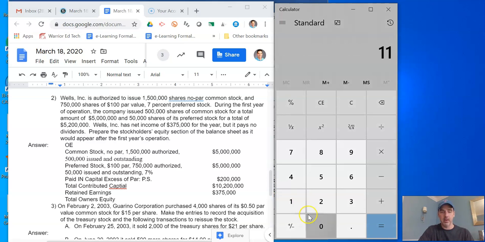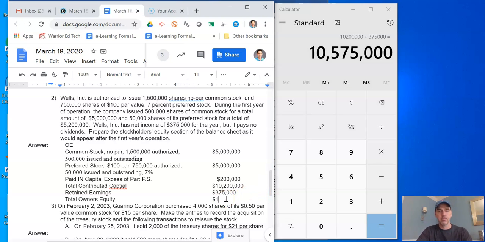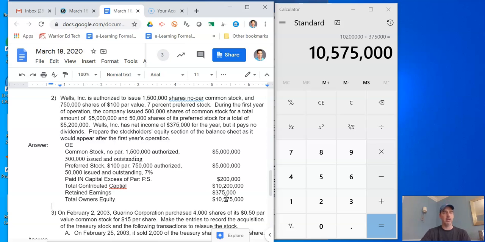So if I take my 10,200,000, and then I add in my retained earnings amount, my ending owner's equity would be 10,575,000. So that's how you would interpret and fill out the equity section, without having to do entries. You could look at the paragraph and piece that together.